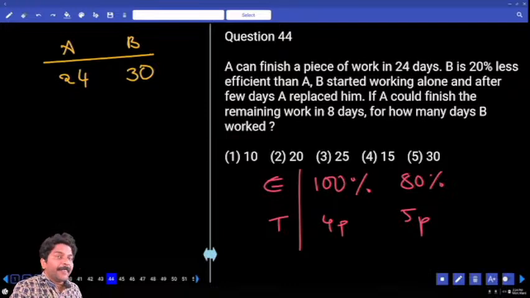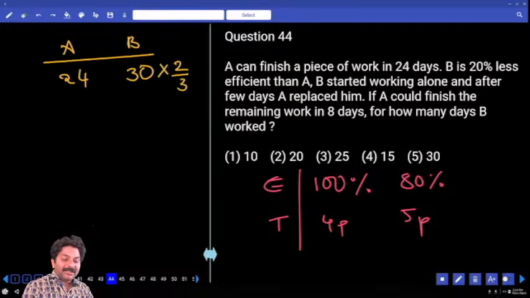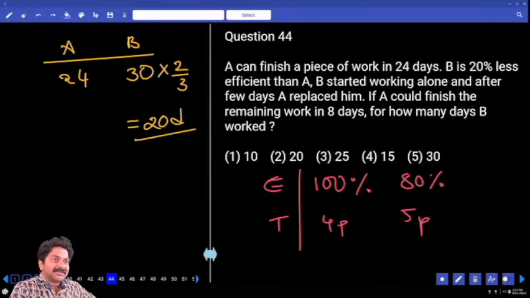A finished the remaining work in how many days? 8 days, correct. A can complete the total work in 24 days. But A worked for 8 days, that means what is the fractional part of the work done by A? 1/3. How much is remaining? Who completed 2/3? B can complete total work in 30 days. To complete 2/3, B takes 20 days only. That is your final answer.